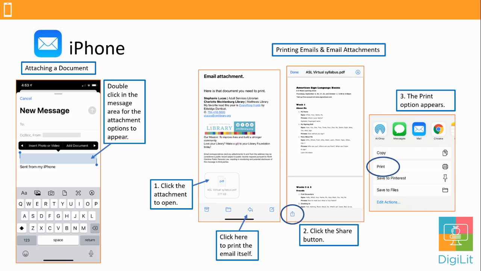To print a document or photo that is attached to an email, click on the attachment to open it, then you click on the Share button. The Share button looks like a square with the arrow pointing up from the center of it. When you click on that, you'll see the options to print or save your attachments from your emails.